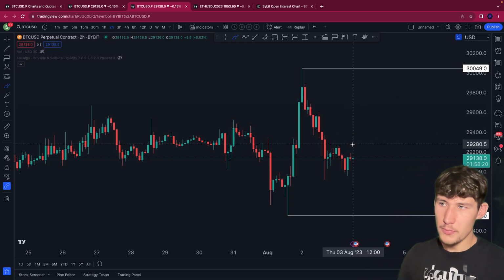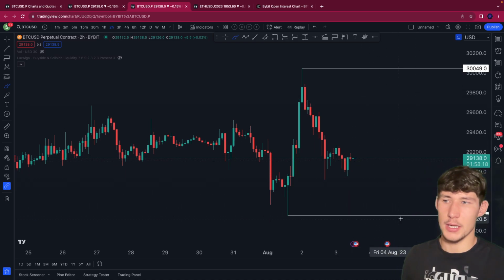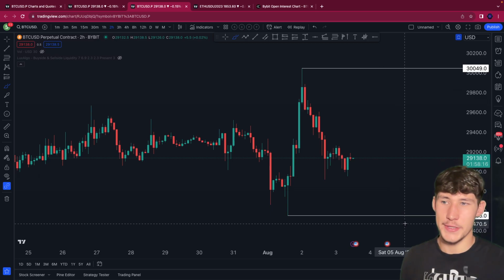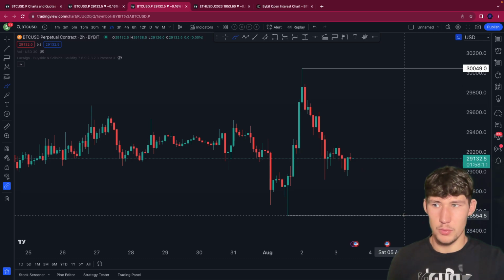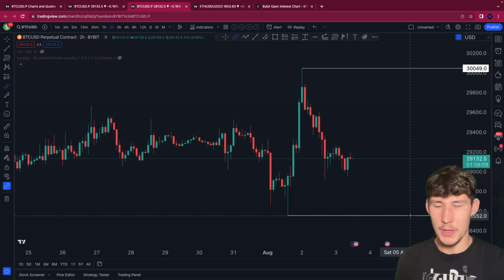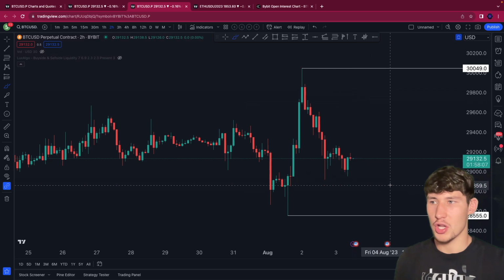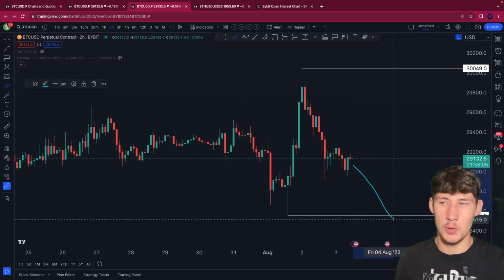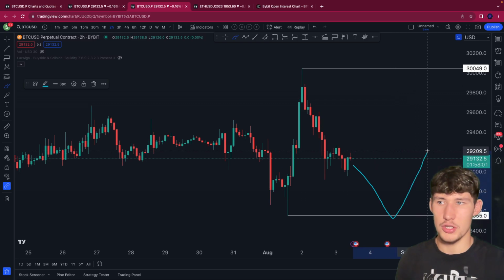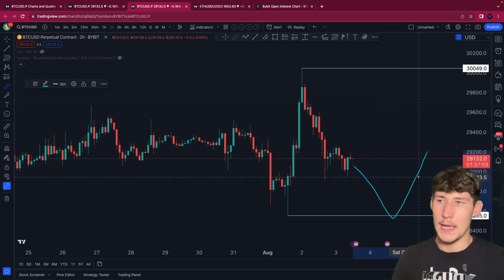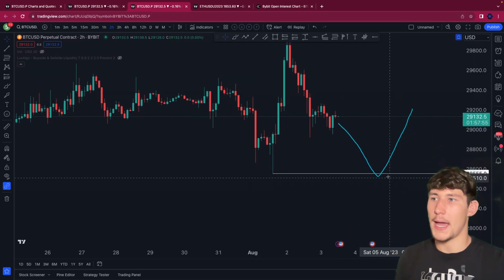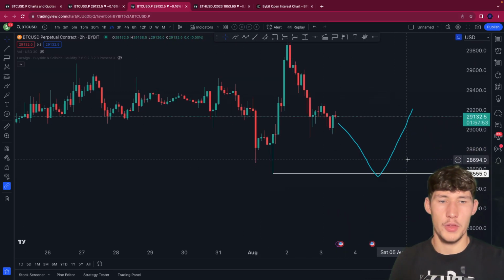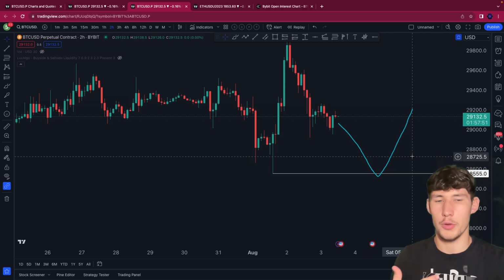So if price comes down to this lower level here at 28,555, the wrong way to trade this would be to set a limit order here and just expect the price to come down, hit your limit order and move in the other direction, as in bounce. That is the complete wrong way to trade, because what you want to look for at a level like this is the confirmation factors and the confluence.